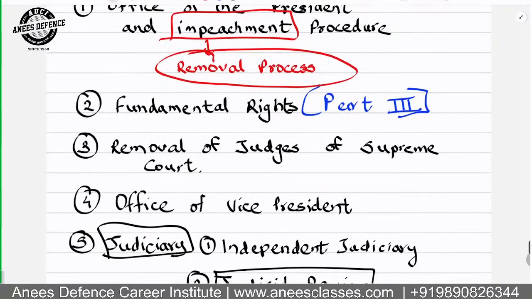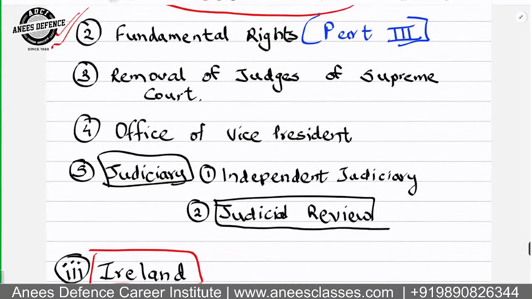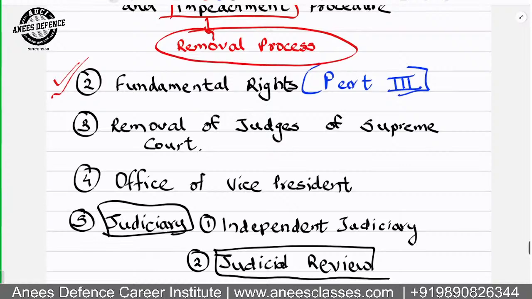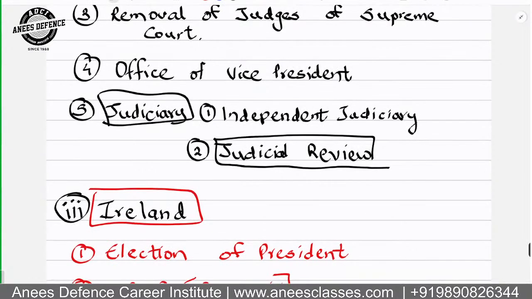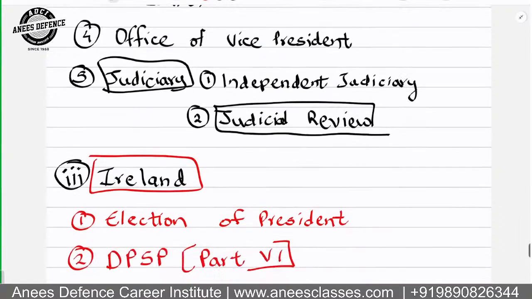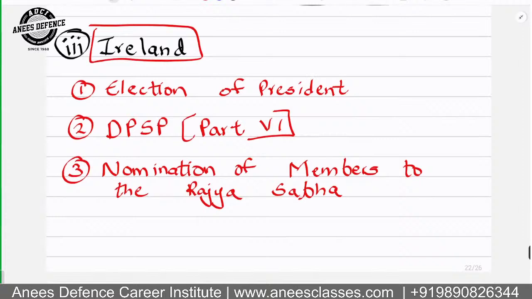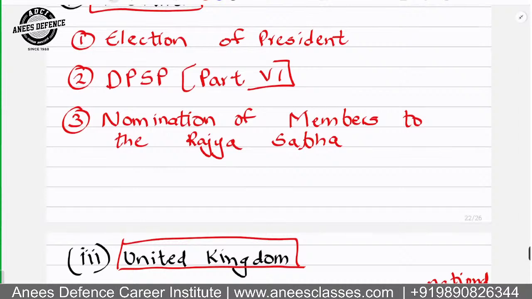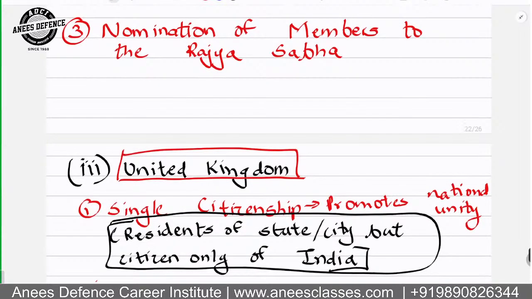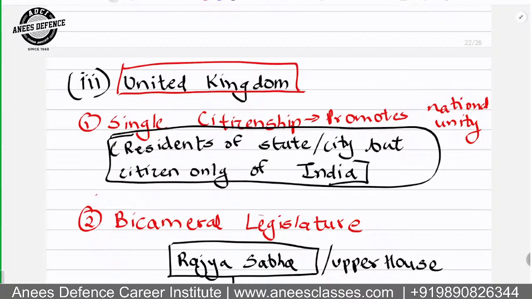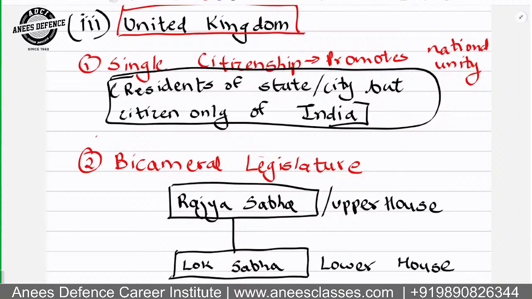Then we had seen about the fundamental rights. This is very important. We will cover it in our coming lectures. And these are the things: removal of judges of the Supreme Court, office of the vice president, judiciary. We have an independent judiciary and the doctrine of judicial review. Then we have seen that from Ireland we had borrowed election of president, directive principles of state policy in the part 4 of the constitution, nomination of members to the Rajya Sabha. Then from United Kingdom we had borrowed the idea of single citizenship. It does not matter wherever we live in the country, we are the citizens of only one India as a whole.